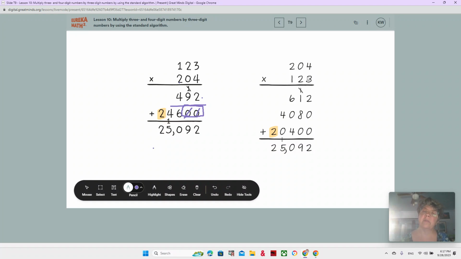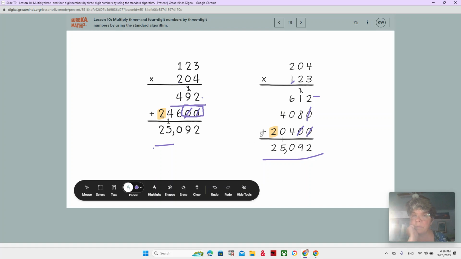What about if you did it this way? 4 times 3 is 12, 3 times 0 is 0 plus 1 is 1. 3 times 2 is 6. So there's your first partial product. And then 20. So 2 times 4, got your magic 0. 2 times 4 is 8. 2 times 0 is 0. 2 times 2 is 4. And then now we're at 100. So we're going to have 2 magic zeros. 4 times 1 is 4. 4 times 0 is 0. 1 times 2 is 2. Add it up, and it also comes out to 25,092. Right? Very good.